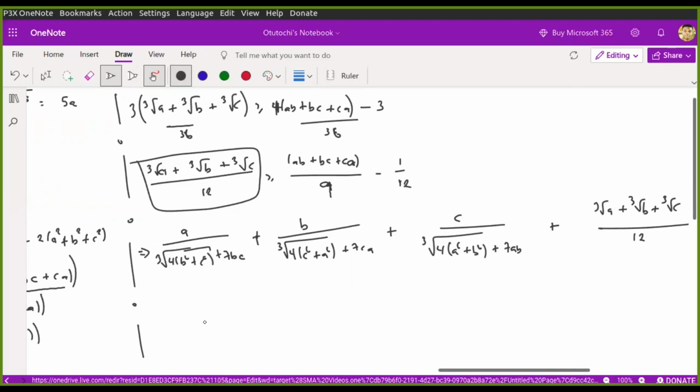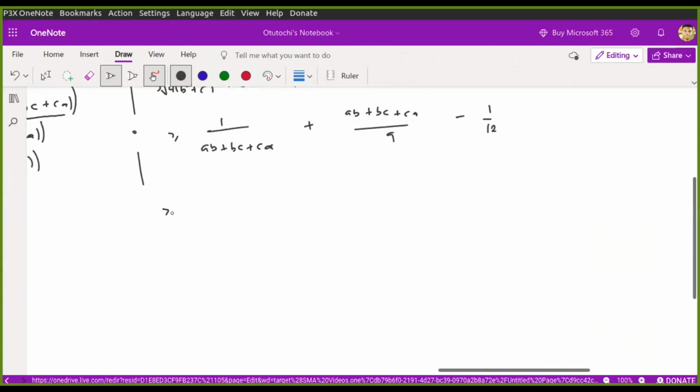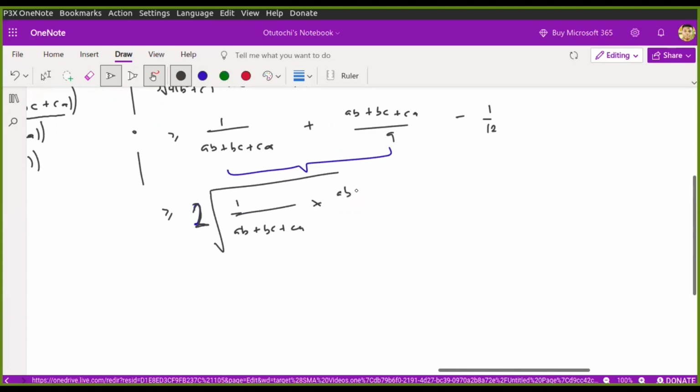And now we have shown that this is greater than or equal to 1 over (AB plus BC plus CA), and then this is greater than or equal to (AB plus BC plus CA) over 9 minus 1 over 12. Right? So of course, we can perform AM-GM on these two, and AB plus BC plus CA will basically cancel out. If you perform AM-GM on those two, that would be 2 square roots of 1 over (AB plus BC plus CA) times (AB plus BC plus CA) over 9. And of course, we still have minus 1 over 12 left.